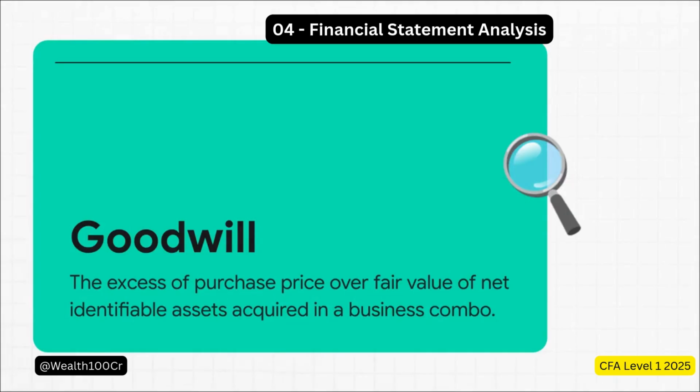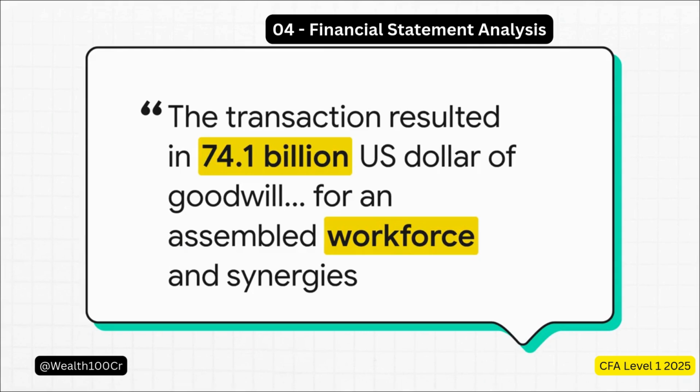And that brings us to a really interesting one, Goodwill. Now, Goodwill is a unique intangible asset because it only shows up when one company buys another. It's basically the premium you pay over the fair value of all the assets you can actually point to and identify. So think of it as paying for things like the target company's great reputation, expected synergies, or its super talented team. And here is a massive, real-world example of that.